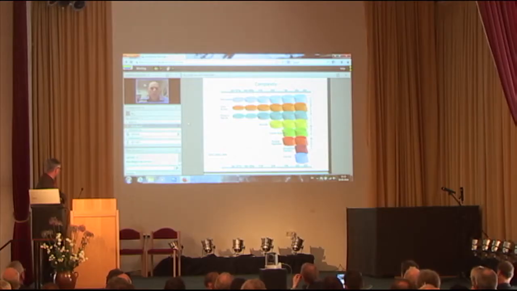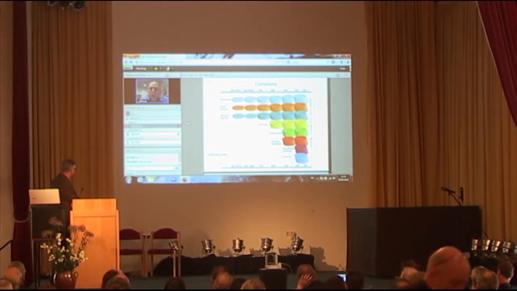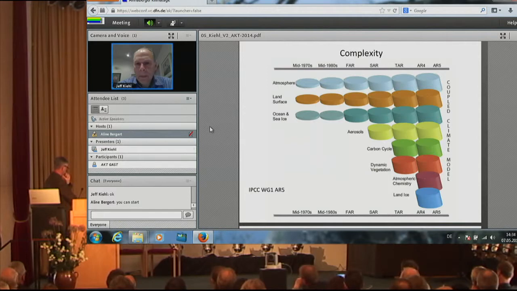If we look at the evolution of climate models to what are called Earth system models over the past 30 or 40 years, this is a figure from the Working Group 1 report. You can see this evolution of complexity. In the 1970s and 80s, climate models were much simpler than they are today. They essentially were composed of an atmospheric model, a land surface model, and then models that simulated oceans and sea ice.